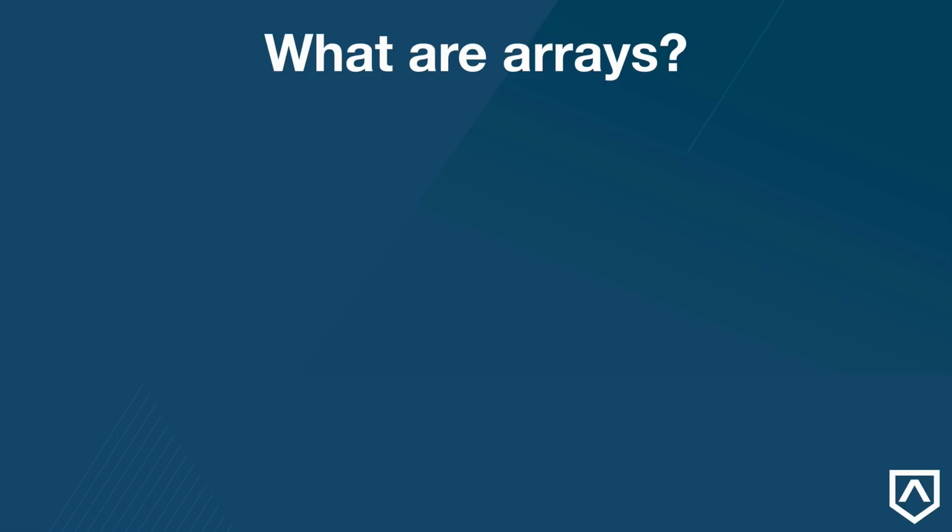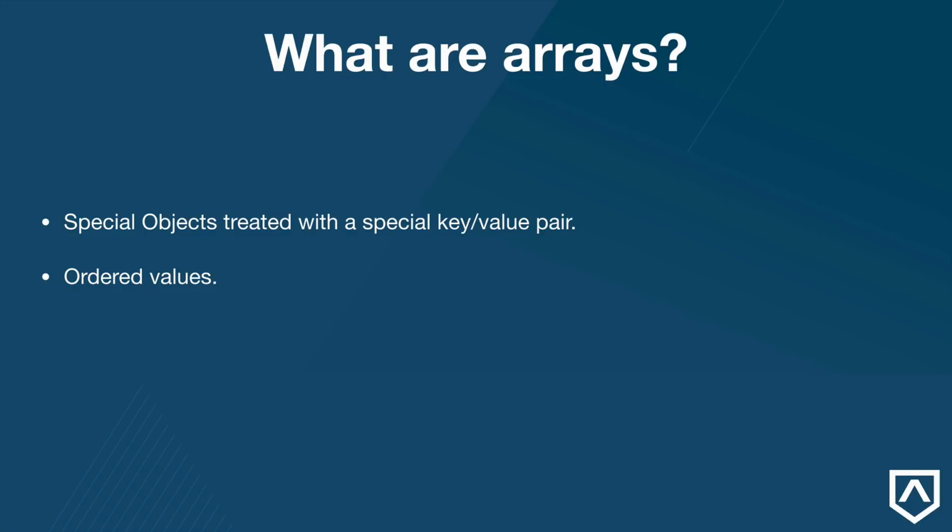Obviously, they're pretty important. They're special objects treated with special key value pairs. These are not like the traditional curly brace object that you're used to, but they're similar. And they are objects under the hood. They're just treated specially by JavaScript. The cool thing about arrays is that they contain ordered values. So the values that go into the array have a specific order about them. Whereas with objects, you don't really have an order. You just store things by key and value. And then when you want to reference the value to obtain some sort of information about the key, you just reference it in that manner.